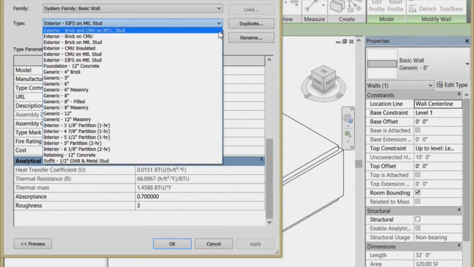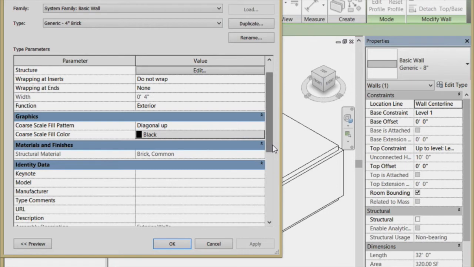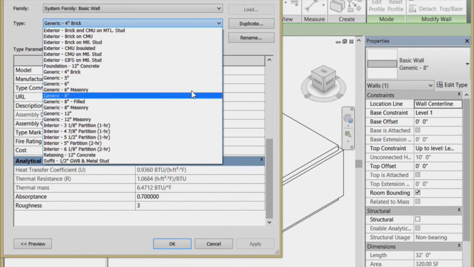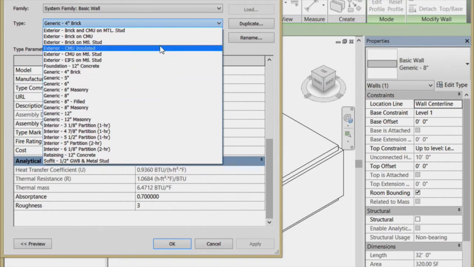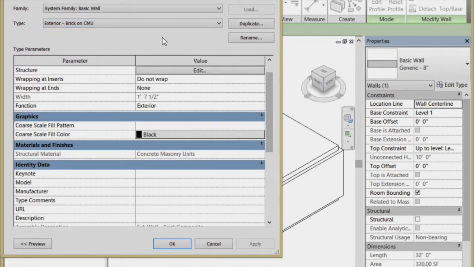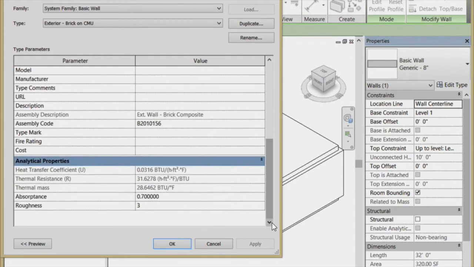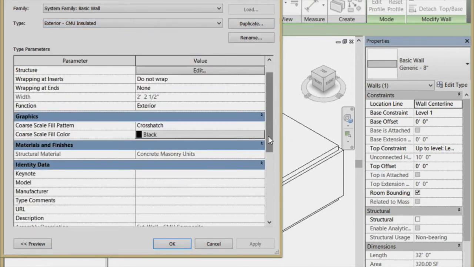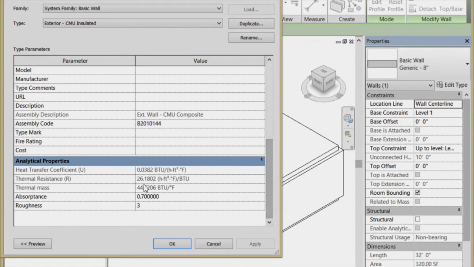Let's switch over to some other ones. If you did a brick wall, okay, the thermal resistance is only about 1, something like that. That's not very good in the scheme of things. If I change that to more of a CMU wall, actually, let me do brick on CMU. That's brick on concrete blocks, concrete masonry units. Okay, two layers. With that, it's up to 31, so that's not so bad in the scheme of things. If I choose something like CMU insulated, it's interesting, that's only 26.